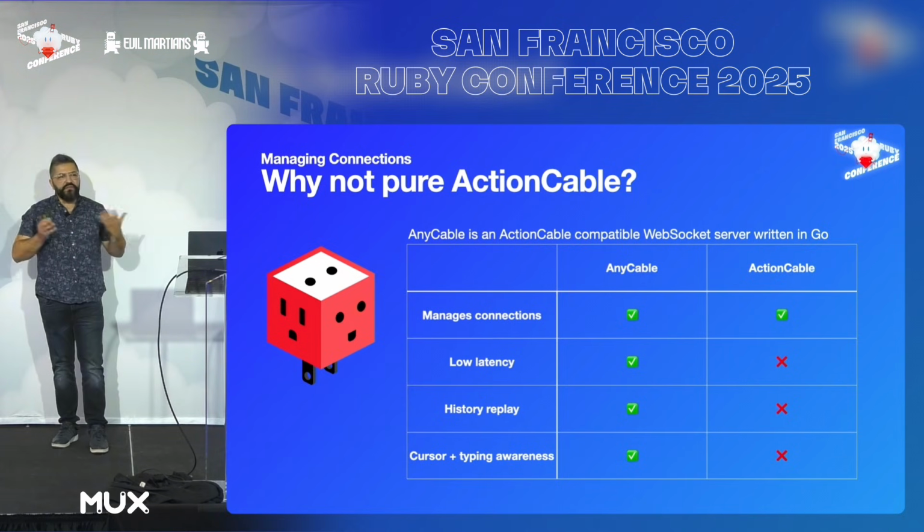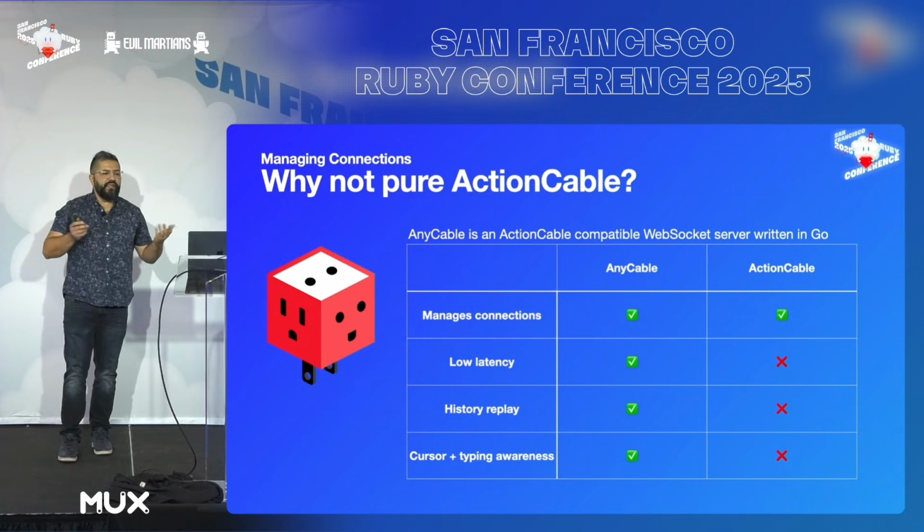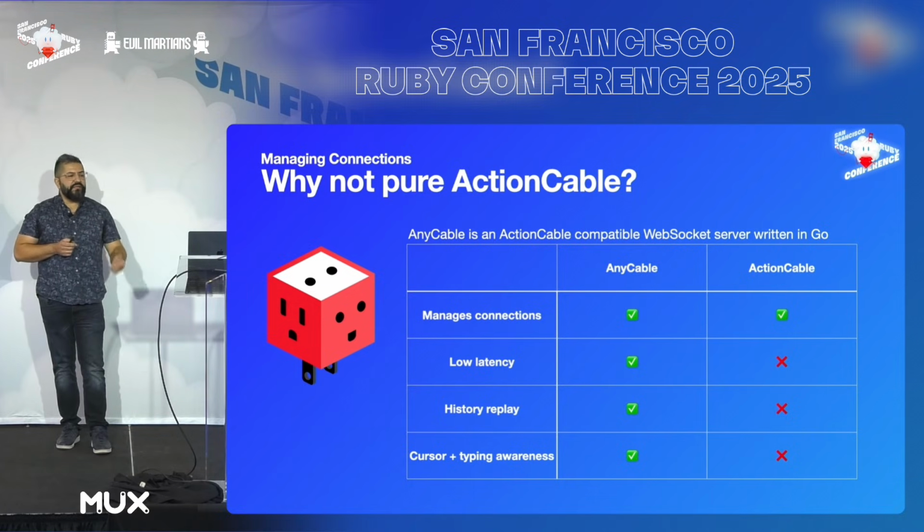Both of them manage connections. That's kind of the table stakes. You get that out of Rails, no problem. You can have low latency with Rails, but it's really simplistic to do and achieve with AnyCable, and I'll get into some statistics about benchmarks there.